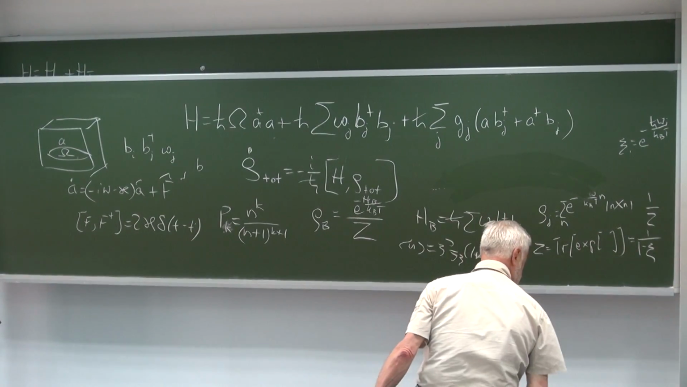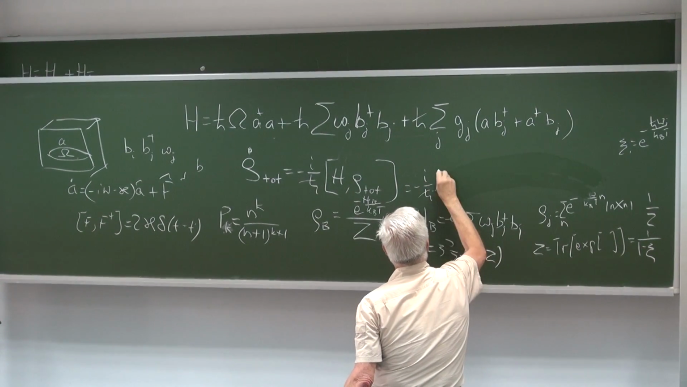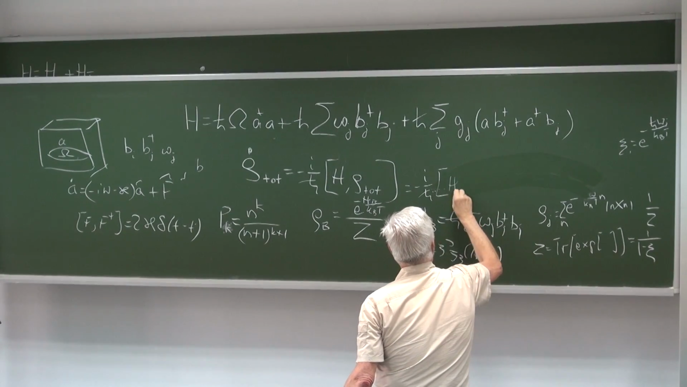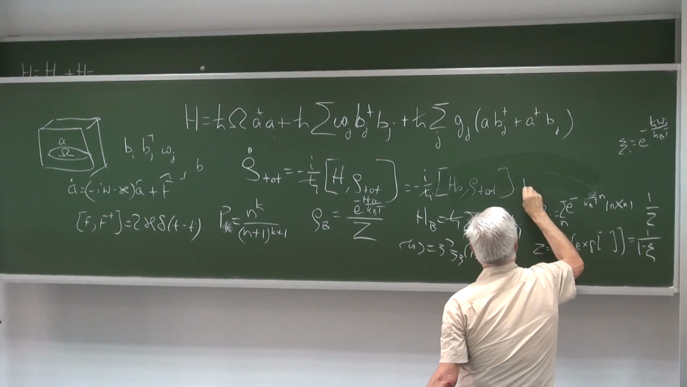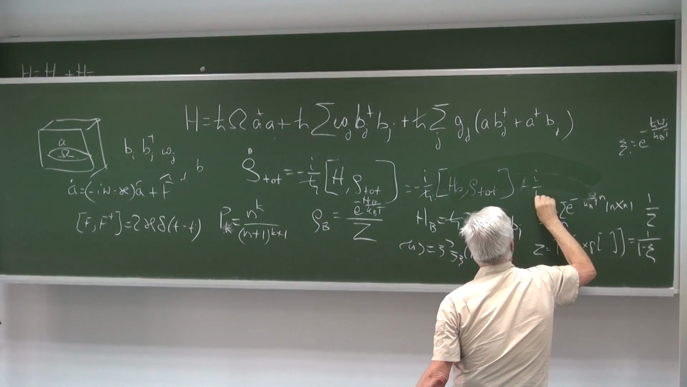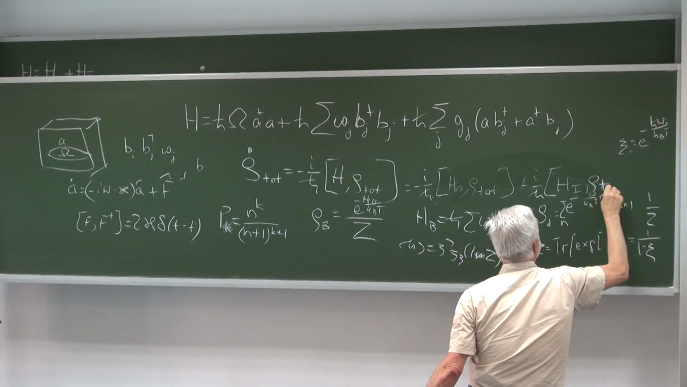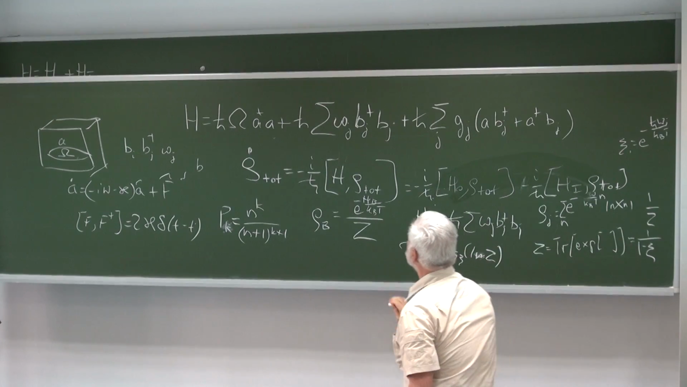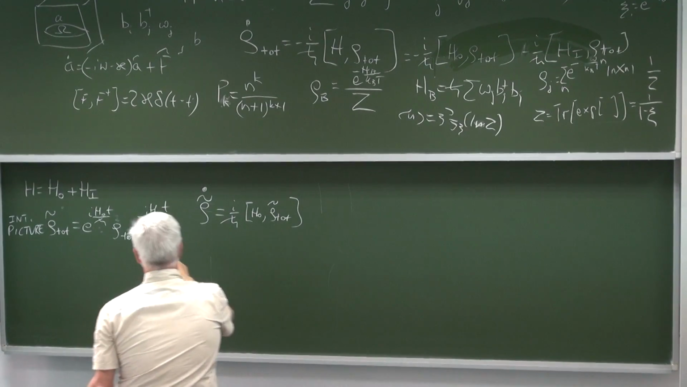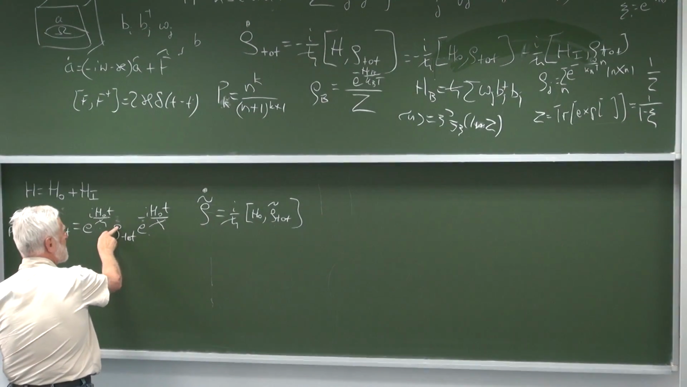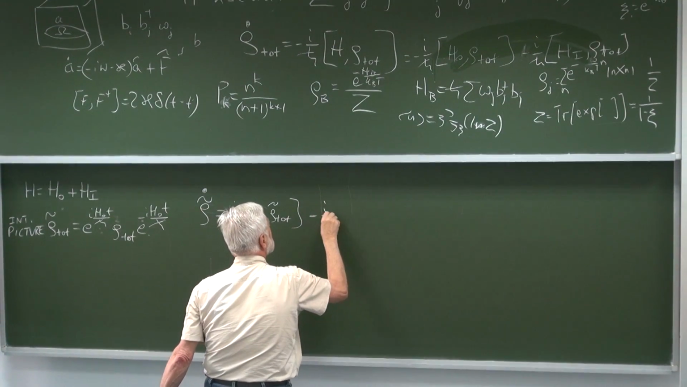So I could write, of course, this as minus i over h bar, the commutator of H0 with rho total, minus i over h bar, the commutator of H_I with rho total, yes? What I want to say is that when doing so, out of this first term, I will get exactly the same thing as I have here, and that will cancel.